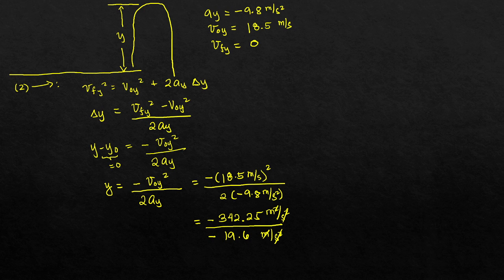So if we divide 342.25 by 19.6, we would have an answer for the maximum height achieved of 17.46 meters. So that's the maximum height that the object, or the egg, had obtained. So that is letter B.